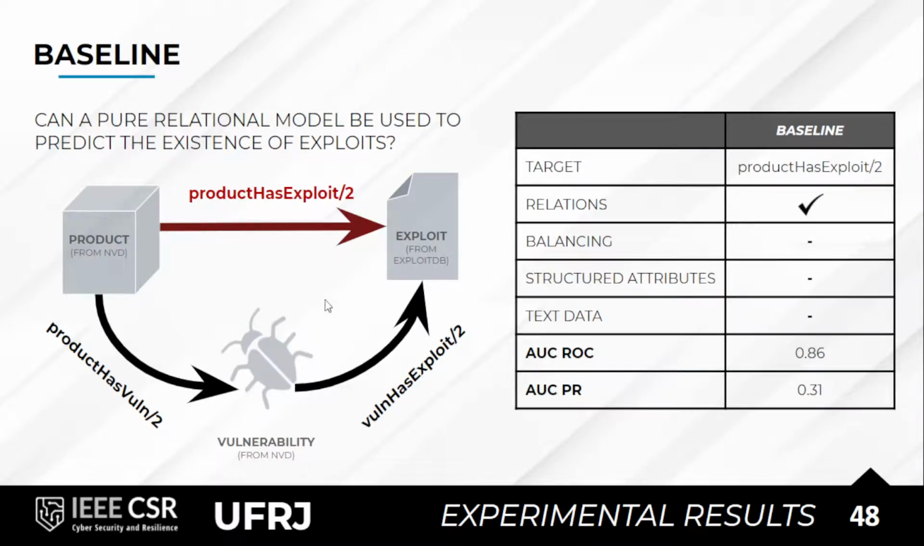This is our baseline model. It is the simplest and most straightforward model, since we are only considering the relationships between our entities, represented here by the arrows. The red arrow represents the current target predicate, that is, product has exploit. We've kept the imbalance for now, and this table summarizes everything we've talked about so far, and also reports the performance achieved by the model in terms of the metrics AUC-ROC and AUC-PR being 0.86 and 0.31.